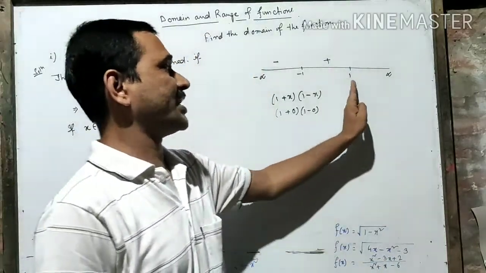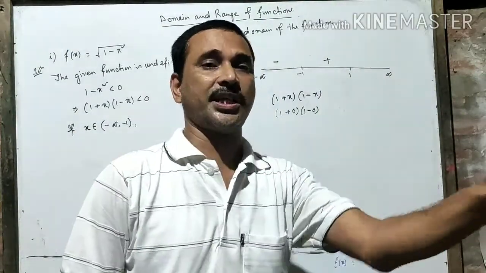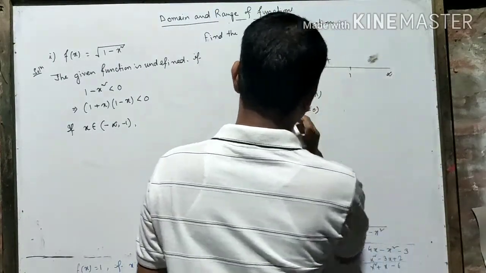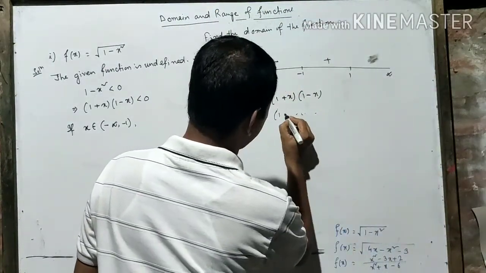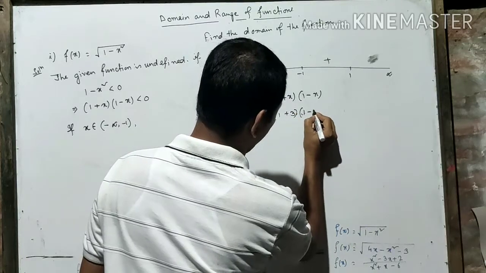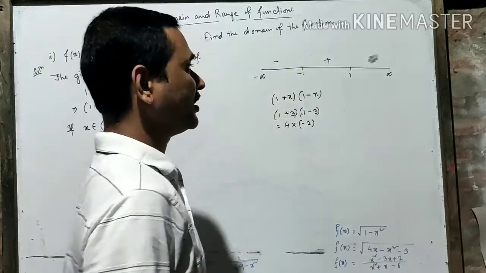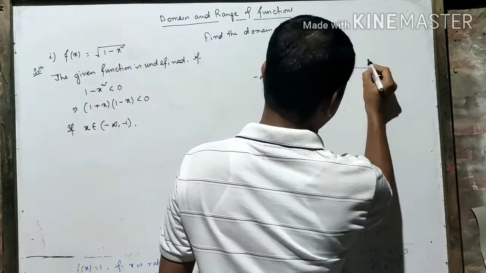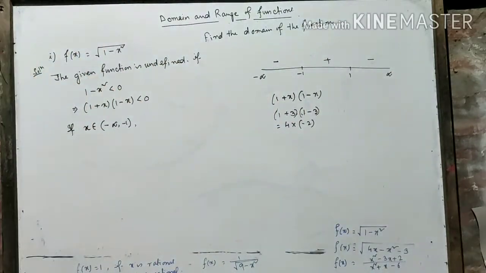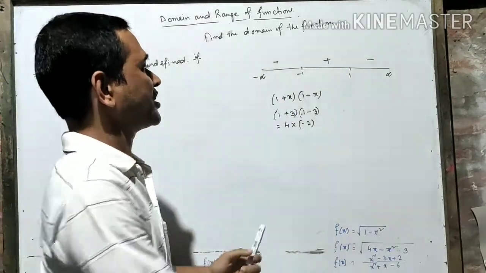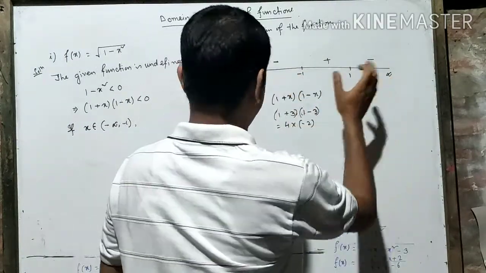Then greater than 1. 1 to infinity means greater than 1. You take any number greater than 1, say 3. You put 3 for x. 1 plus 3 into 1 minus 3, that is equal to 4 into minus 2, which is negative. So the expression will be negative here. So (1 plus x)(1 minus x) is negative in which intervals? This and this.